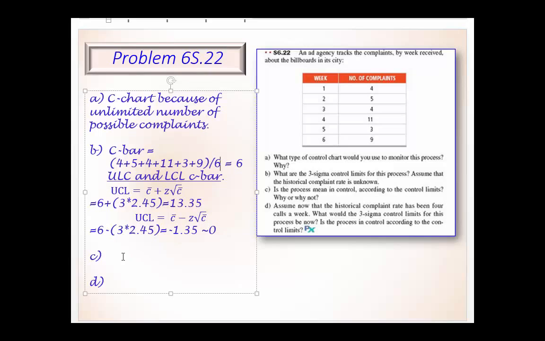Now it asks us in part C if it's in control, and we're going to say yes, it is in control, because all of the observations are inside of the control limits.